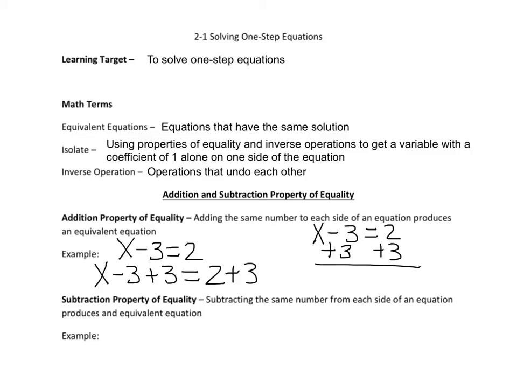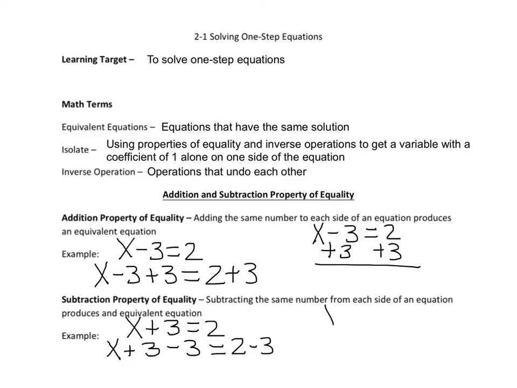The subtraction property of equality, subtracting the same number from each side of an equation produces an equivalent equation. It's the same idea. So here's an example. x plus 3 equals 2. So for the subtraction property of equality, I can subtract 3 from both sides, and they will still be equivalent equations. So x plus 3 minus 3, and we're going to set that equal to 2 minus 3.